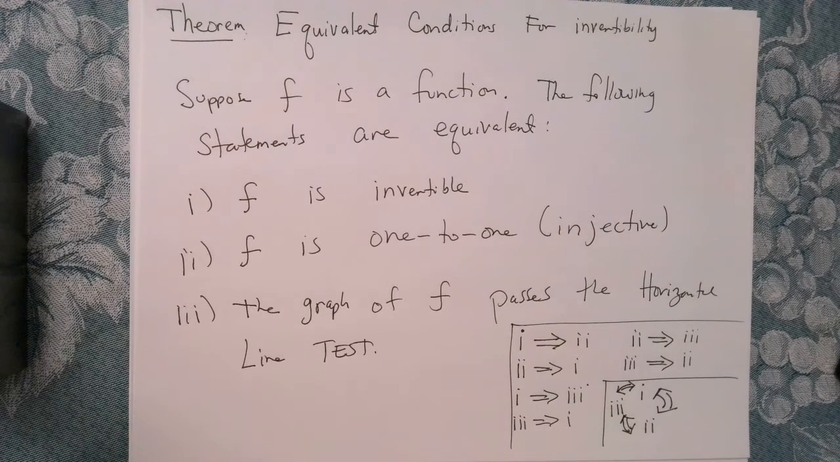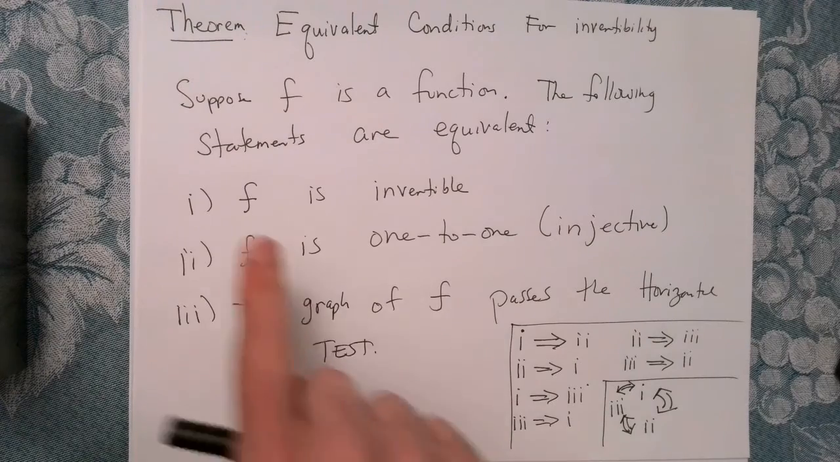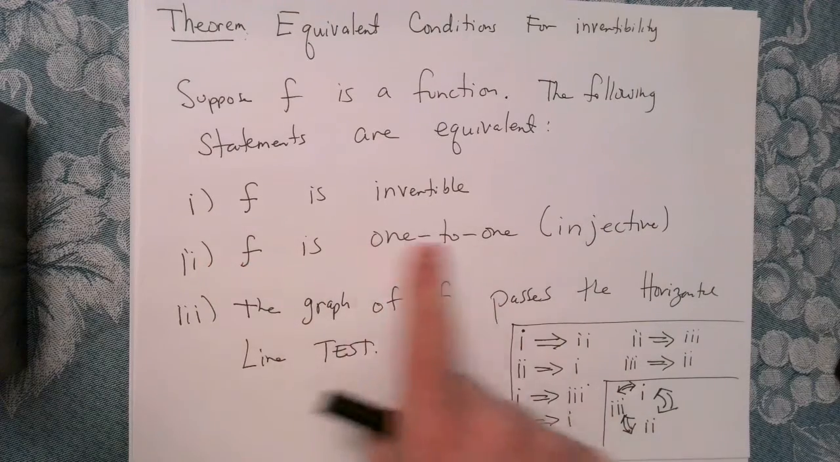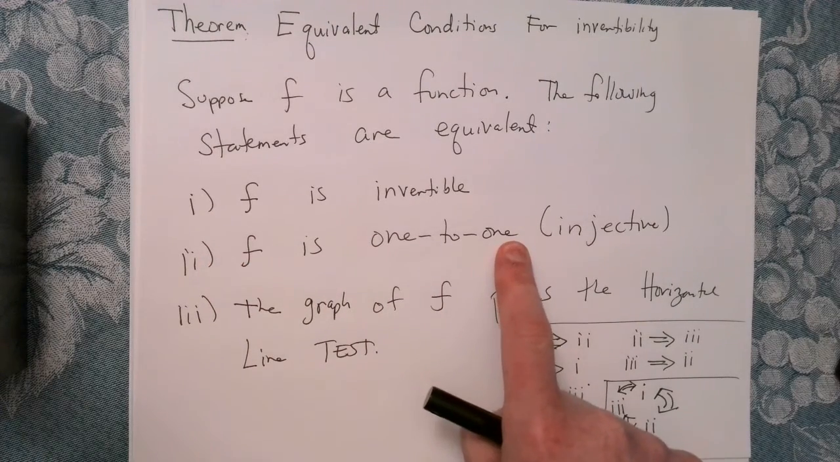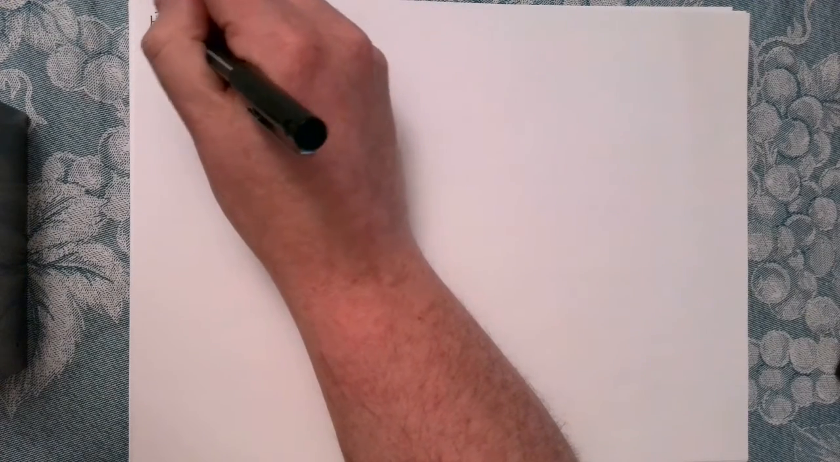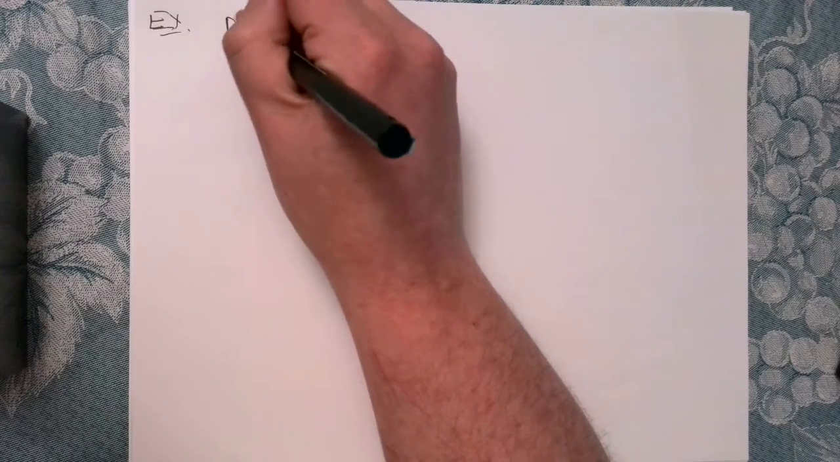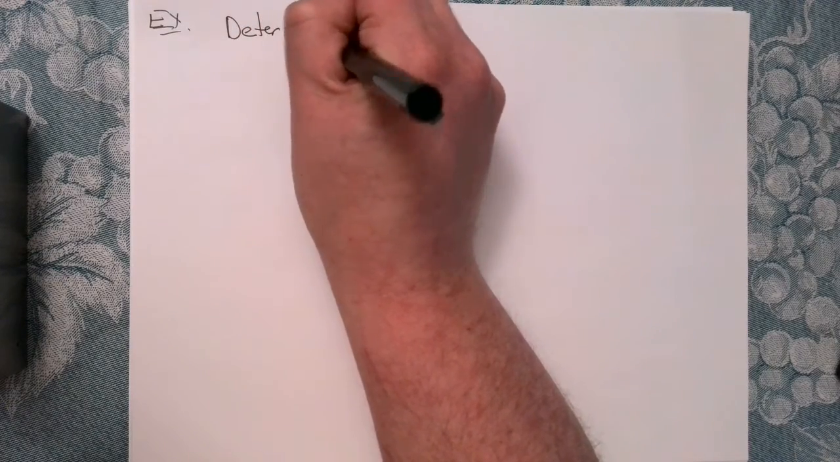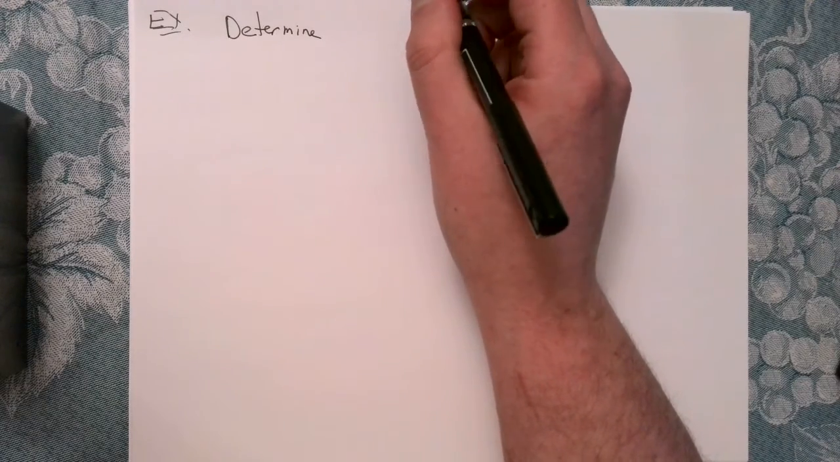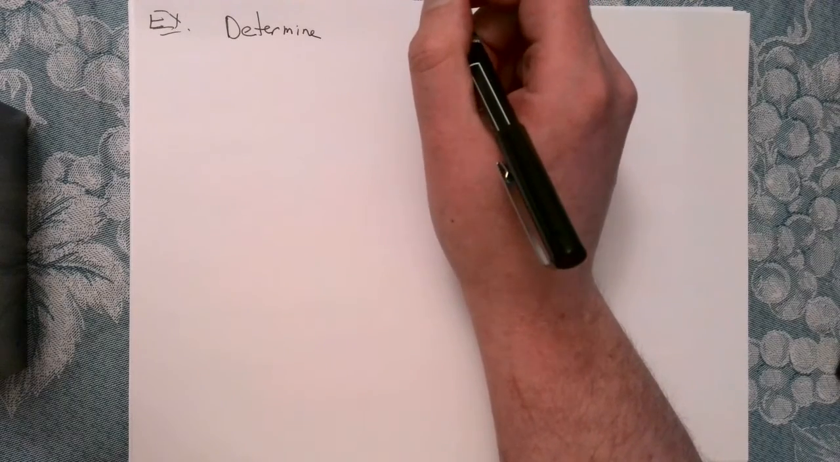Okay, so let's now test for invertibility. I can test if a function is invertible just by checking if it's 1-to-1. If I can show that a function's 1-to-1 using the definition, that will prove whether it's invertible or not. So let's practice the 1-to-1 skill, and then we'll practice invertibility. Determine if the following functions are 1-to-1 in 2 ways. We're going to determine 2 different ways if the following functions are 1-to-1 or not.